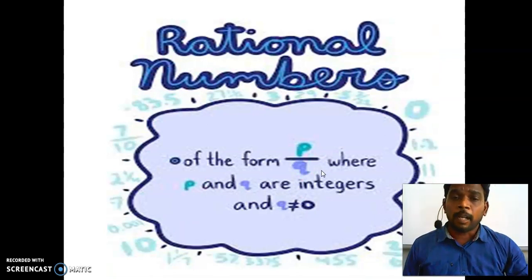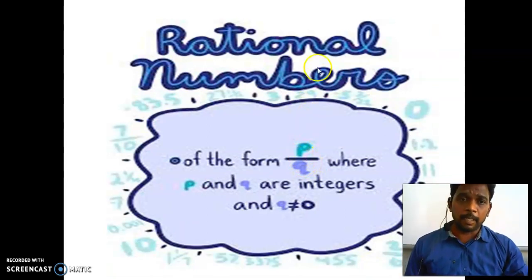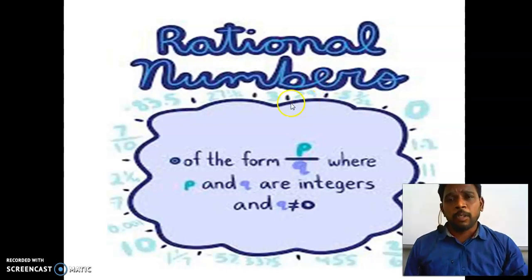Now another type of number is the rational number. That is also our topic. So what is a rational number? In our earlier classes, that is in our 7th standard, you already know about that. Rational numbers are in the form of p by q, where p and q are integers and the denominator is not equal to 0 always. Integers means p and q can be either positive or negative numbers.